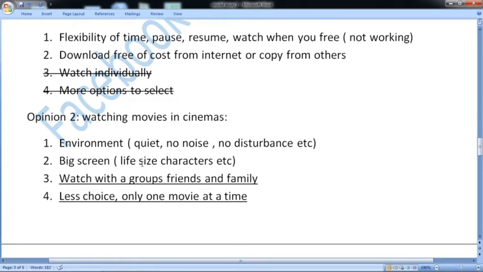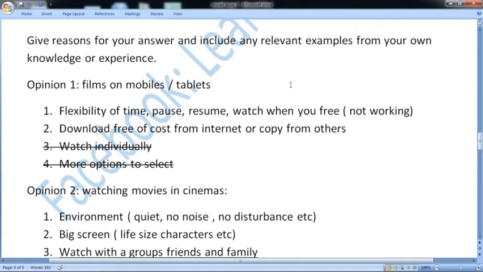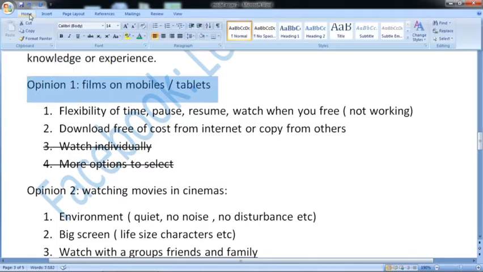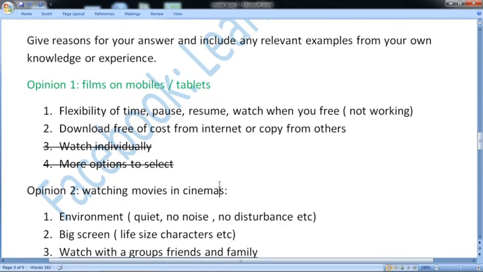Let us select what my option is, what I would agree with. Both are very easy and they can be expanded, but let us select one to make the essay to the point and give our opinion. I would go for the first one. This would be my opinion.